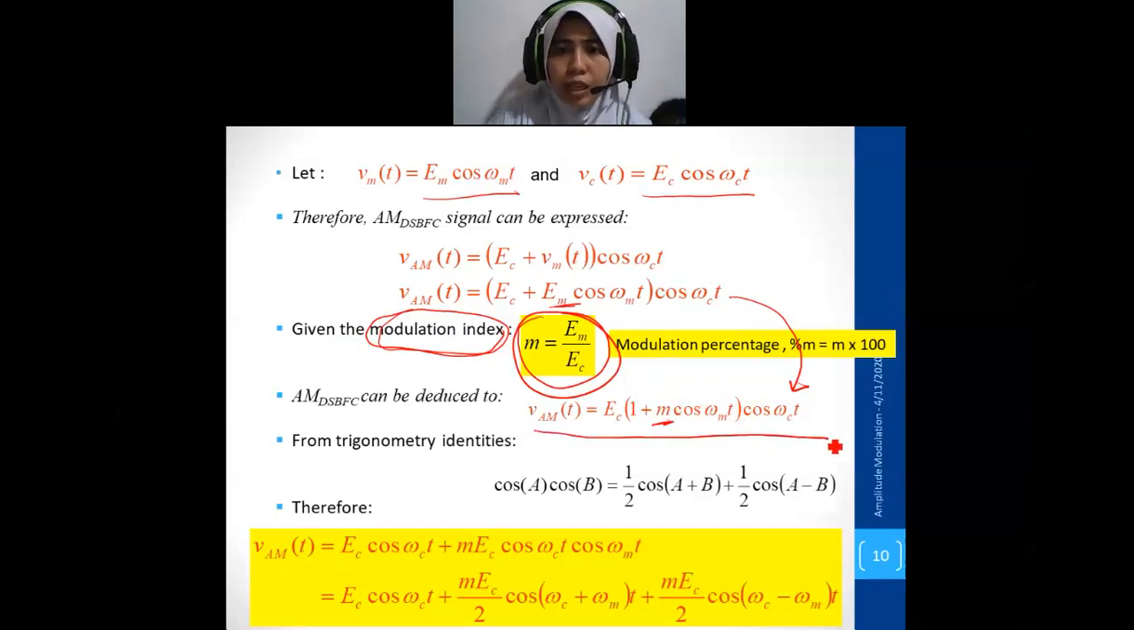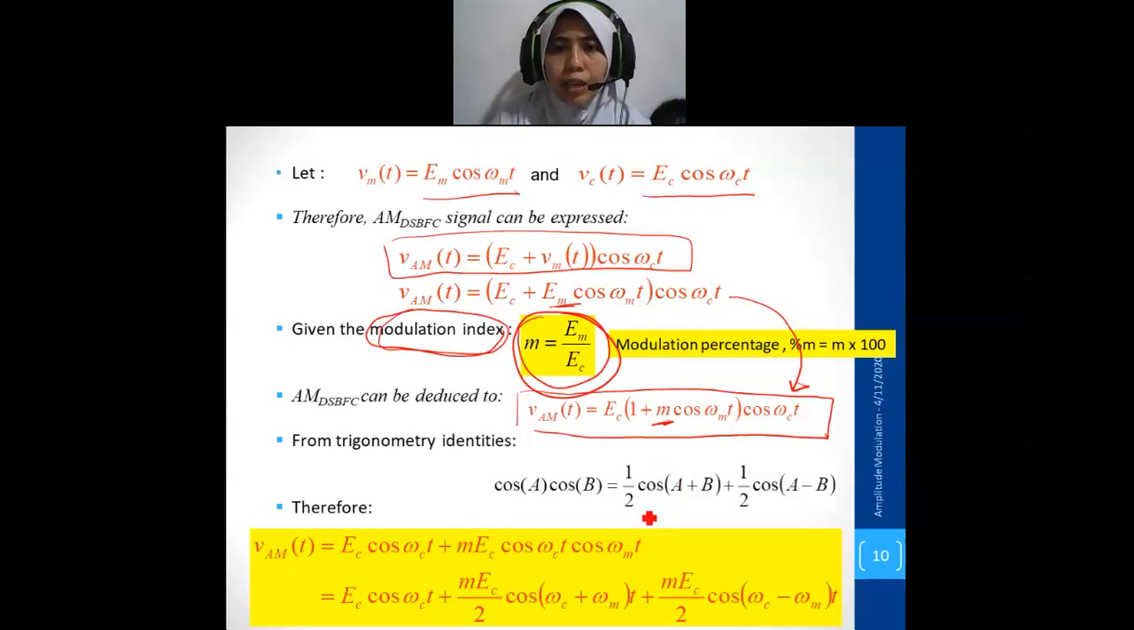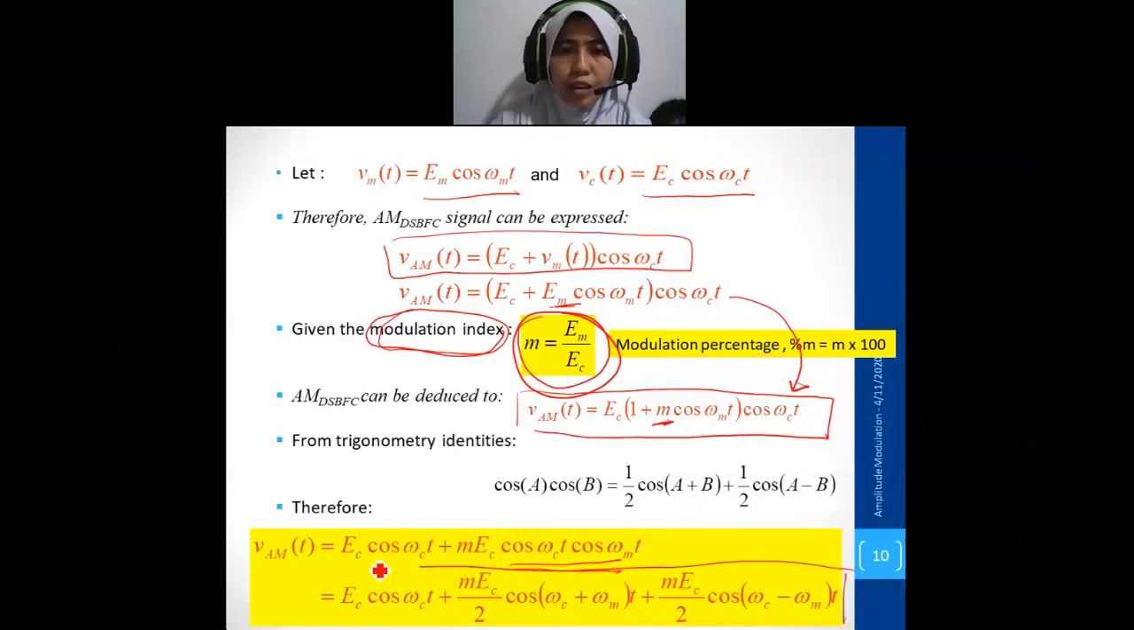This one you can also remember, and also this one. And then when we use the trigonometry identity, we can expand this because we have cos omega CT, cos omega MT. We can expand it by using this trigonometry identity into this one. This is another formula of VM that is usually used.